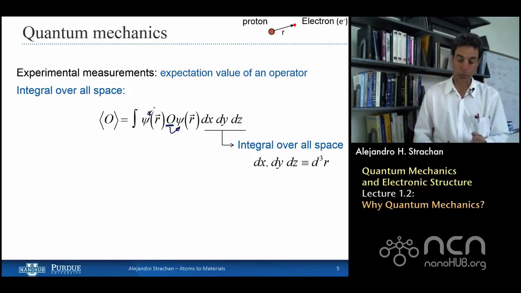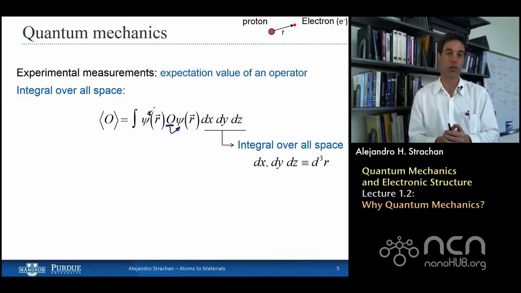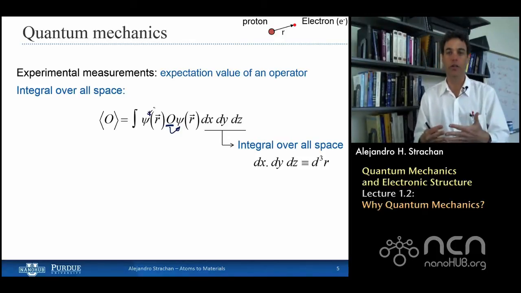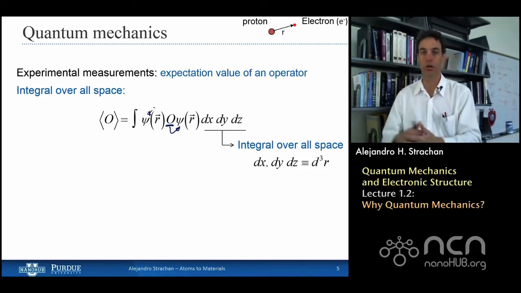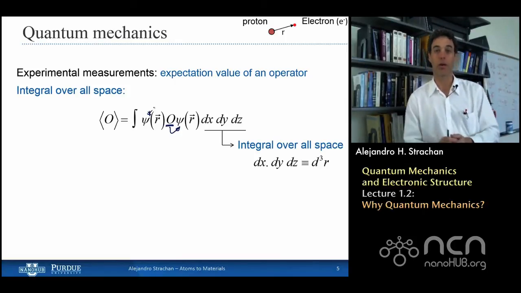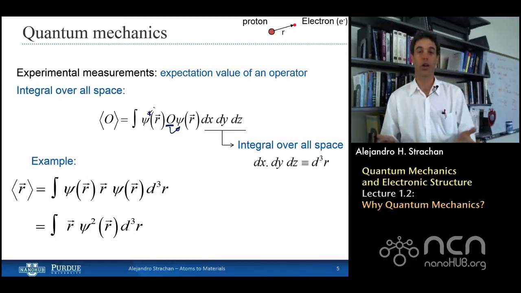Okay, great. As we go, I know this is a lot. If this is your first time learning about quantum mechanics, this is going to look counterintuitive now. We'll do work on various examples throughout the lectures, and I think this will make a lot of sense very soon, okay? So let's do an example.